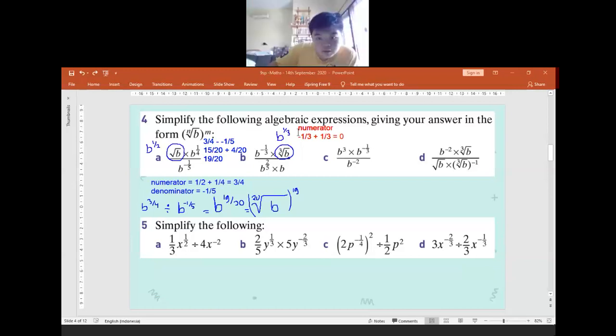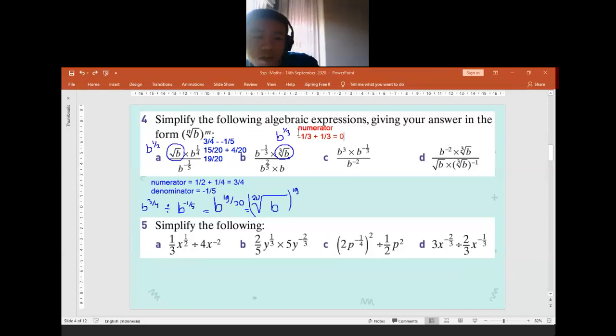Negative 1 per 3 plus 1 per 3 is 0. Yes, it is 0 for the numerator. Later we will have b to the power of 0.